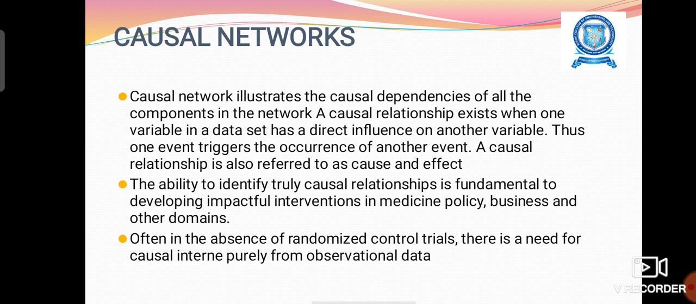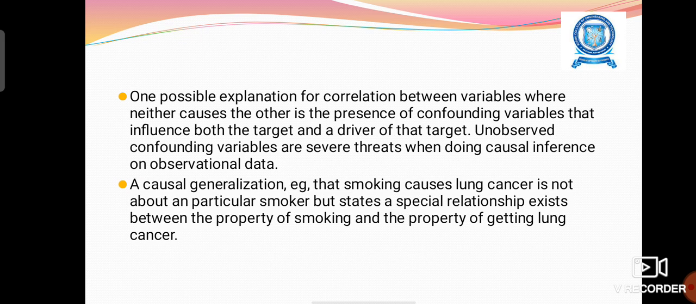Often, in the absence of randomized controlled trials, there is a need for causal inference from observational data. So, causal networks are used to show the correlation between the variables. Neither causes the other when there is the presence of confounding variables.